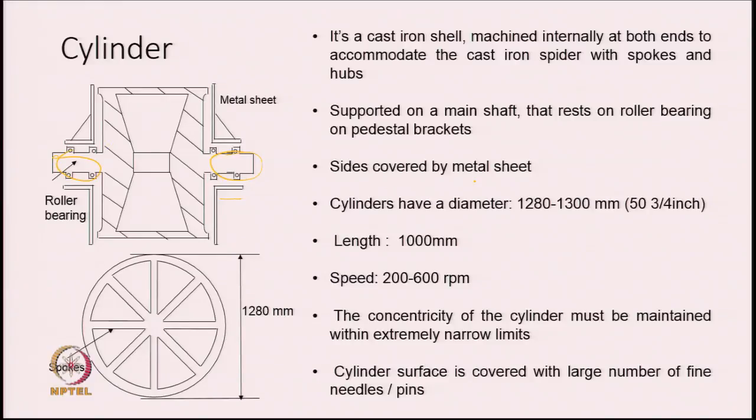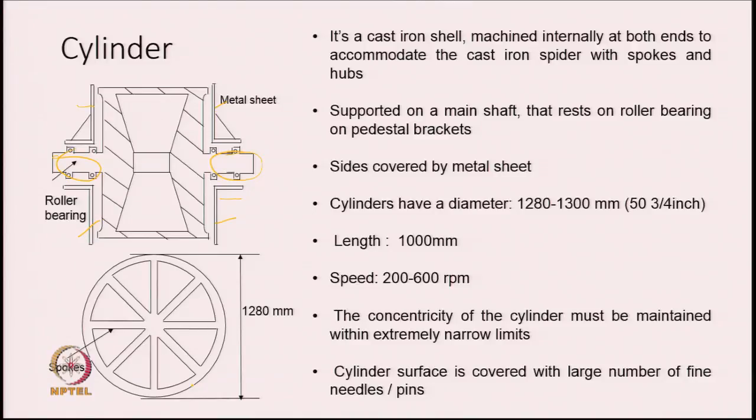The sides are covered by metal sheet. So, these are the metal sheets which are covering the sides of the cylinder. The cylinder has a typical diameter which varies between 1280 to 1300 millimeter, and this is the diameter of the cylinder. This is a cross sectional view, and the diameter turns out to be around 53 3/4 inch, but it may vary from manufacturer to manufacturer to some extent. The length is around 1000 millimeter or a little bit more than that.